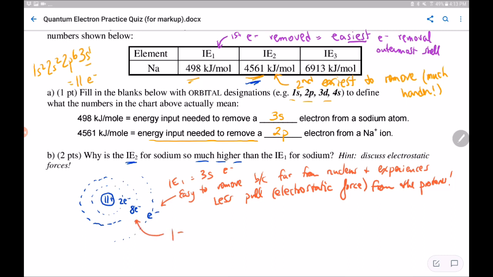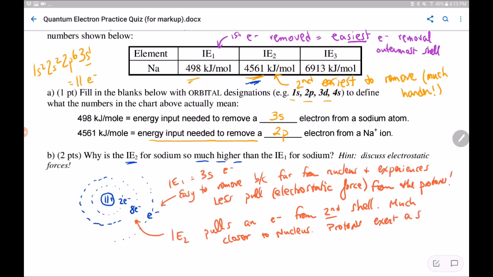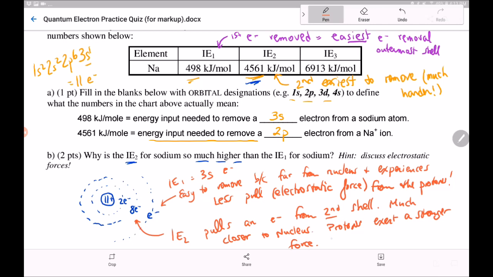IE2 is here. It pulls an electron from an inner shell, from the second shell. Much closer to the nucleus, much stronger pull on the electrons. Protons exert a stronger force, and therefore much more energy is needed.